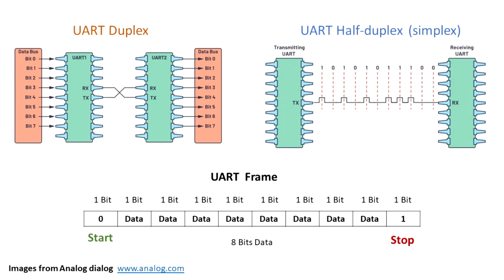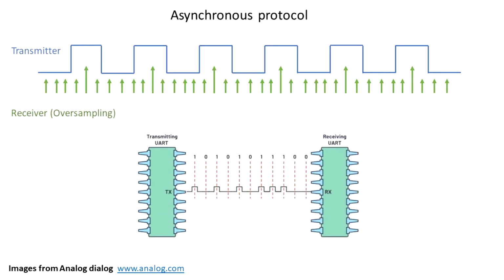UART is located in the USCI channel A in our MSP430 board, and it works with a frame that has a start bit that's 0 and a stop bit that's 1. In between the start and the stop bits, there are 8 bits of data, as it is shown in this picture. Each device has its own clock, so this is an asynchronous communication.